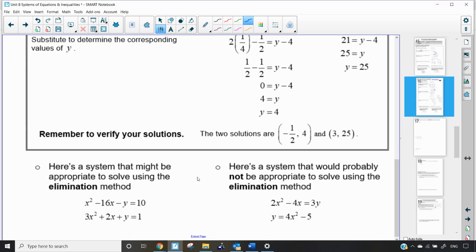Now, just like in our previous example, there are some systems that are set up better for elimination than for substitution.